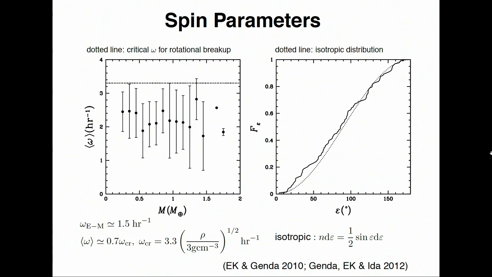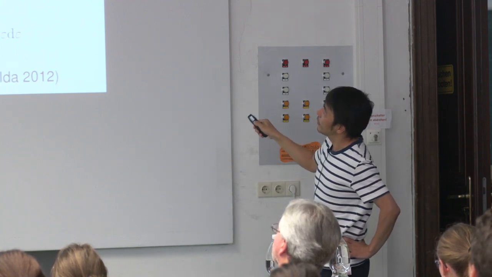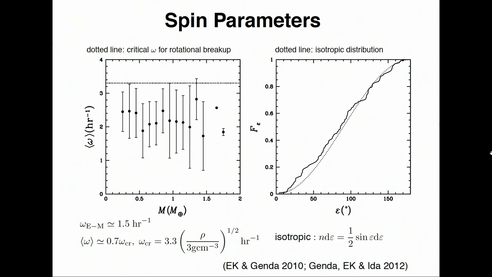But a very interesting result is this one. This figure shows the obliquity distribution. This is obliquity, and this is the normalized cumulative distribution of obliquity. Remember, the obliquity is the inclination of the spin axis from the orbit normal, right? The Earth's obliquity is 23.4 degrees. This solid line is the result of N-body simulations, and this dotted line is the isotropic distribution. Isotropic means that the direction of the spin axis is equally possible for all directions.